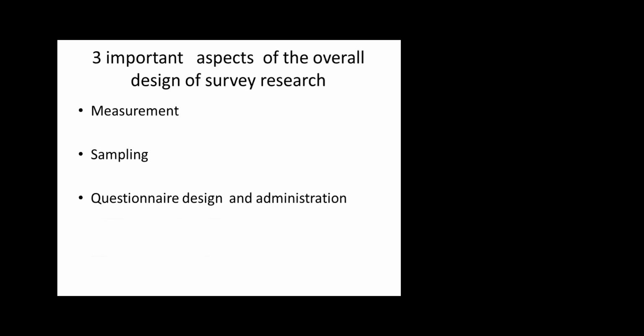As I mentioned to you in the introduction, in the title page, there are three important aspects of the overall design of survey research. One is measurement. Second is sampling. The third is questionnaire design and administration. I will walk through all of these three important aspects with you. Very simple. And please interrupt me. You raise your hand if you have some clarification, so that I'll stop and give you a chance to ask your question. Is this clear enough? Okay.